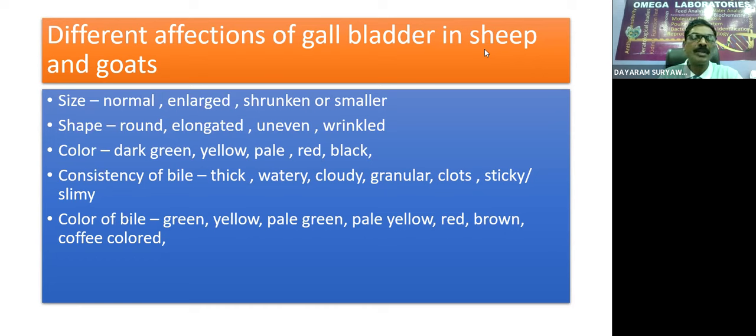So that is about the consistency of the bile present in the gallbladder. Then the color of bile could be green, yellow, pale green, pale yellow, red, brown, or coffee colored. So these are the different things we can observe during the postmortem examination of sheep and goats.